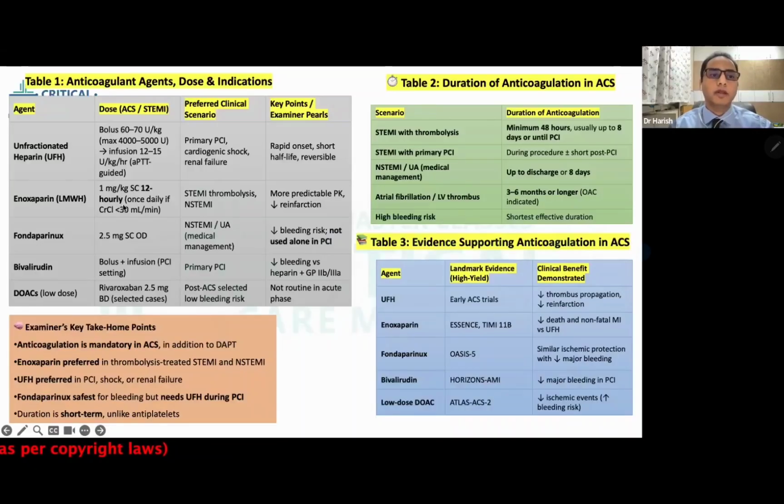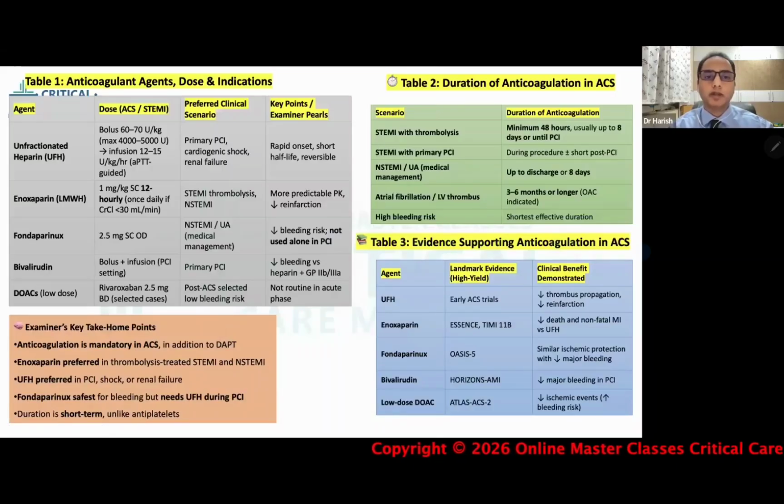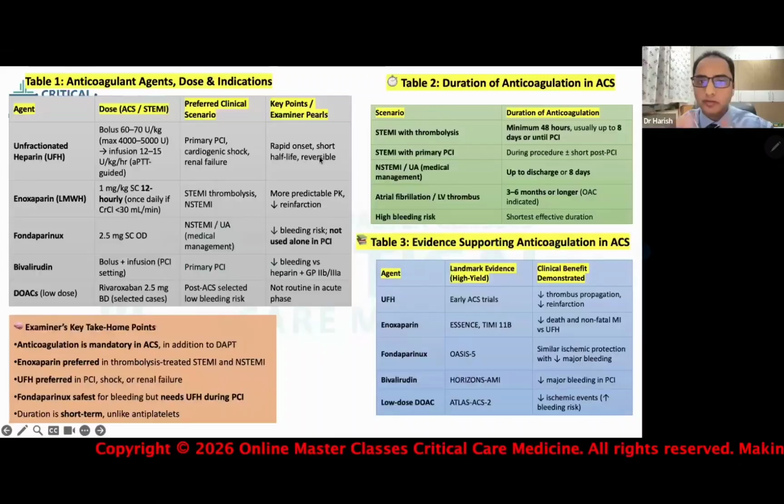Okay. So we have unfractionated heparin, dosage of 60 to 70 units per kg bolus, maximum of around 4,000 to 5,000 units. Infusion of 12 to 15 units per kg per hour, with an APTT of around 2 to 2.5 times maintenance. For primary PCI, cardiogenic shock, renal failure, we prefer unfractionated heparin. It has a rapid onset, short half-life and is reversible with protamine.